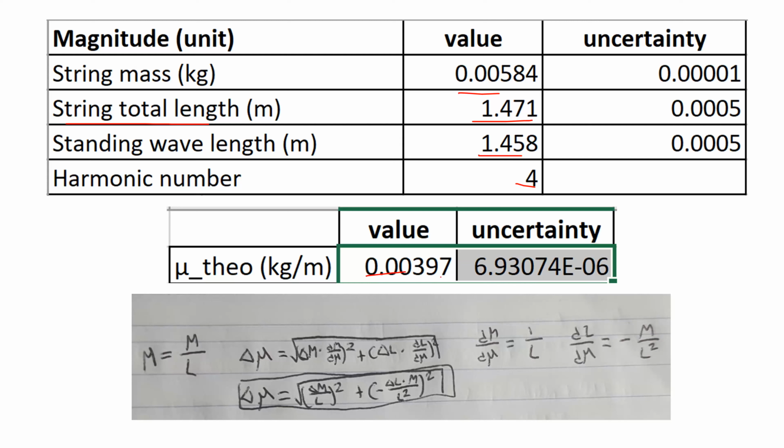Here's our value, and its uncertainty. The uncertainty was calculated using the formula down below. Here is the formula for the linear density, and the uncertainty is equal to the square root of the square of the uncertainty of the mass times its derivative plus the square of the uncertainty of the length times its derivative. The derivative with respect to the mass is 1 over L, and the derivative with respect to the length is minus the mass over the length squared. Replacing this in our formula, we get the formula down below, and this is what was used to calculate this uncertainty. Okay, so we have our theoretical linear density.